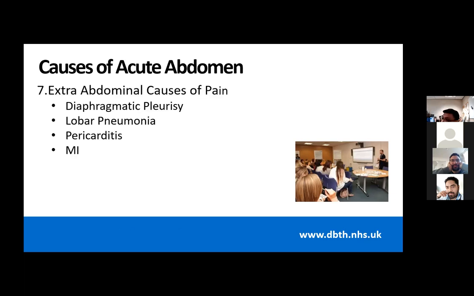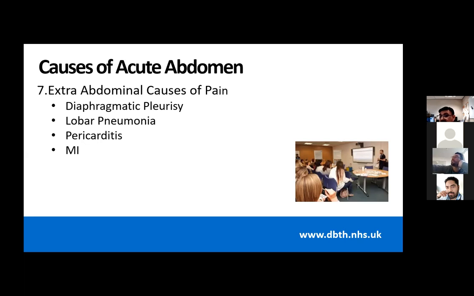So there are some extra-abdominal causes which can give the symptoms of acute abdomen, and they are the rare ones, but still we can come across that sort of thing, like diaphragmatic pleurisy, which can give abdominal pain. Lobar pneumonia sometimes can be presented, particularly when the lower right lung is involved, so the symptoms can be misdiagnosed as cholecystitis or biliary colic. So lobar pneumonia should be kept in mind, particularly when the patient presents with pain in the right upper quadrant of the abdomen, or even on the left side as well.